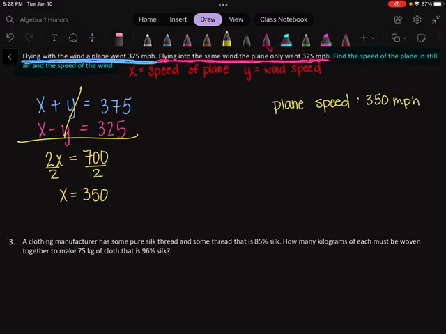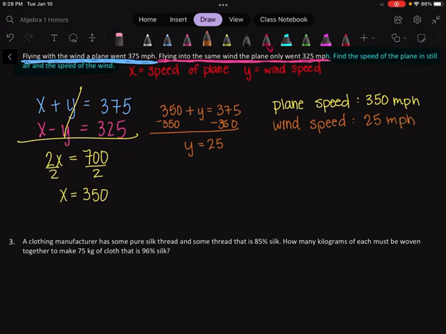And you might be like, well, Ms. Coast, that was just the midpoint of that. It doesn't always work that way. And then we need to find the wind speed. So if we have 350 plus y is equal to 375, subtract that 350, subtract that 350, and we would do y is equal to 25. So the wind speed is 25 miles per hour.